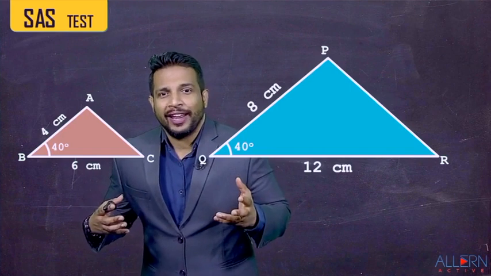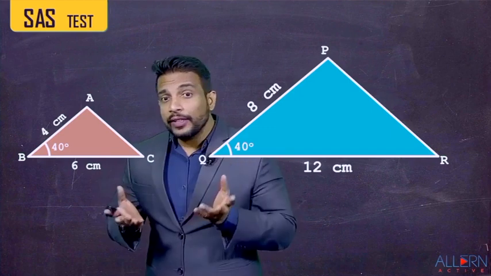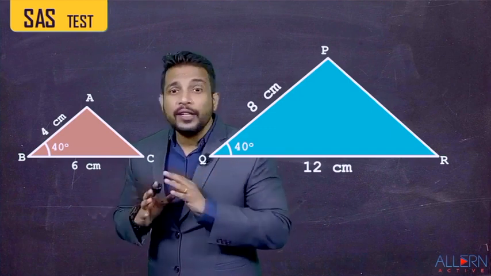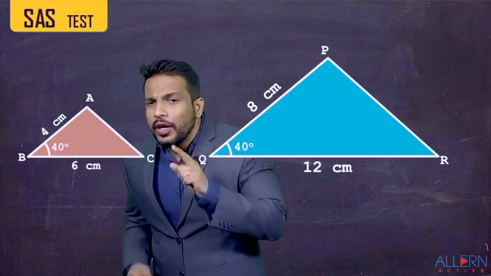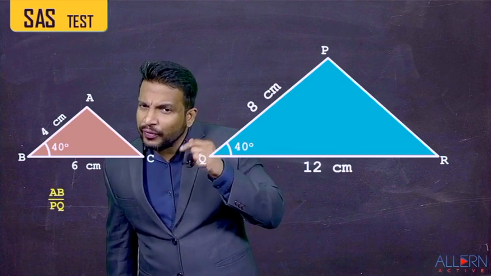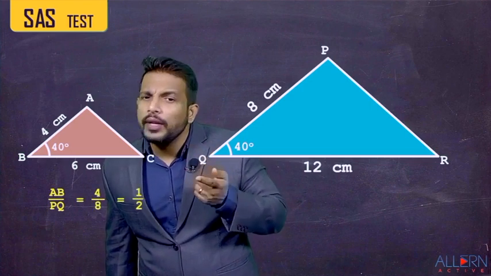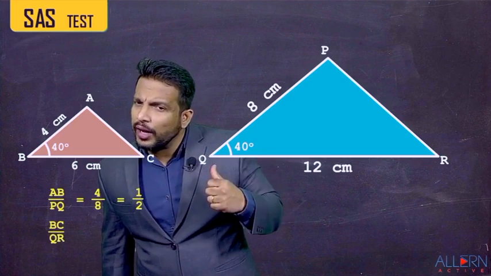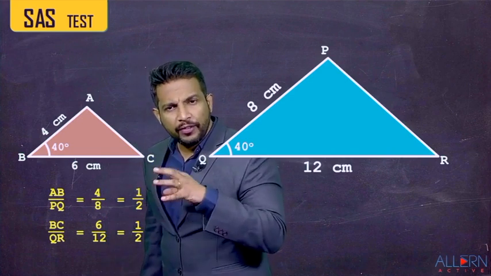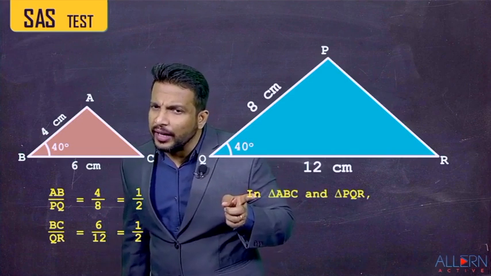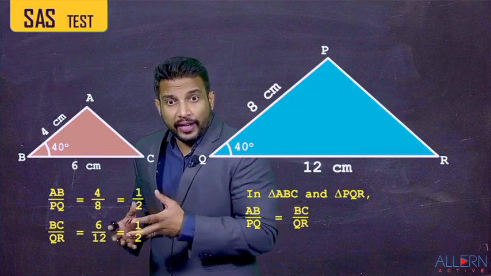We need to justify, and that's going to be by SAS test. Because now, all the 3 sides are not given, all the 3 angles are not given. But what is given? There are 2 pairs of corresponding sides given. So let's find the ratio. For AB, its corresponding side is PQ. So AB upon PQ. How much is that? It is 4 by 8. That means it is 1 by 2. The next one, BC, its corresponding side is QR. So it is 6 by 12. That is 1 by 2. You got these ratios to be equal. So that means we can write in these 2 triangles, AB upon PQ is equal to BC upon QR. That's given. That's what we got right now.